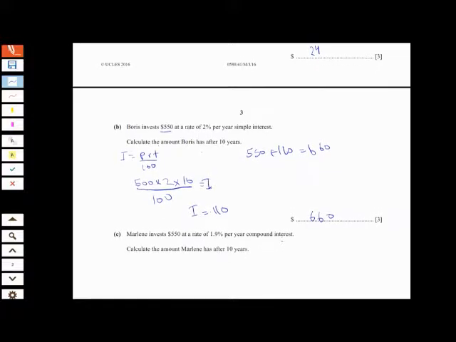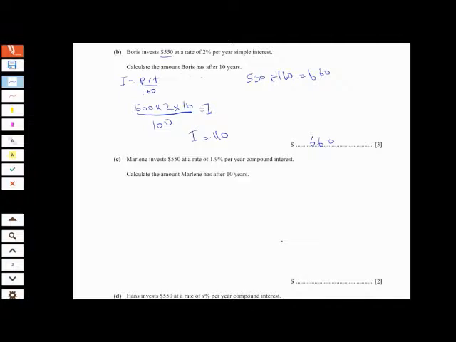Now question C. Melanie invests $550 at a rate of 1.9. Okay, that's a compound interest question, which is A equals P times 1 plus R over 100 to the power of T. That's the equation. And now let's fill that in. P is 550. 1 plus R is 1.9 over 100. 10 years, which is the time. Key that in your calculator and you will get 663.9. Okay, that's it for this question.